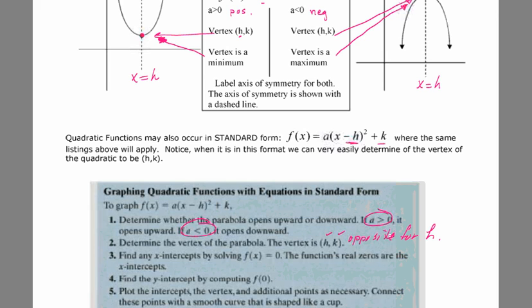The reason for that is we're following our rules for shifting and reflecting. If there is a number inside here, that means it's a left or right shift, and we go in the opposite direction, so we take the opposite sign for h. Same sign for k. We'll have to find some x-intercepts of these parabolas, and for the x-intercepts, we set the function equal to 0. For the y-intercept, we find f of 0, or basically we just let x be equal to 0. And we'll plot those points and connect the dots and graph our parabola.